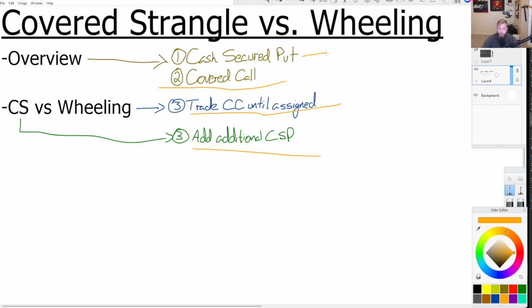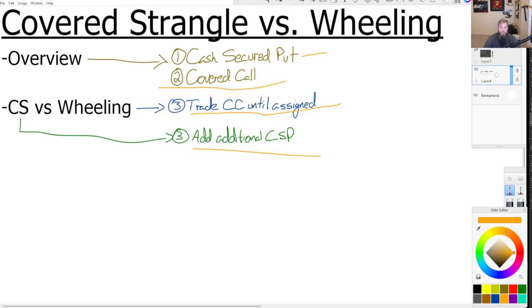Now, let's say we continue to deploy the cash secured put until we're assigned. At that point, we would look to sell a covered call. That's the same in both strategies. However, this is where the difference emerges. Once we sell that covered call, in the wheel, we stay there. We continue to sell short calls against our long stock position that we were assigned on until it goes away. In the covered strangle, while that covered call is working, we would sell additional cash secured puts.